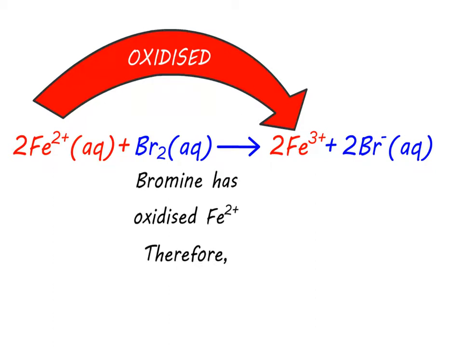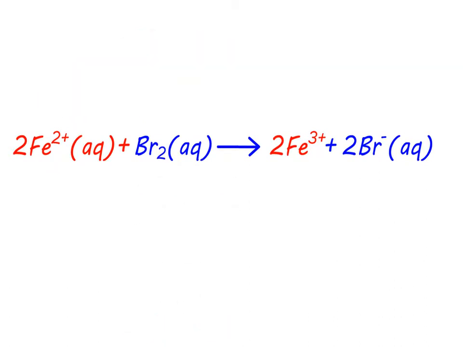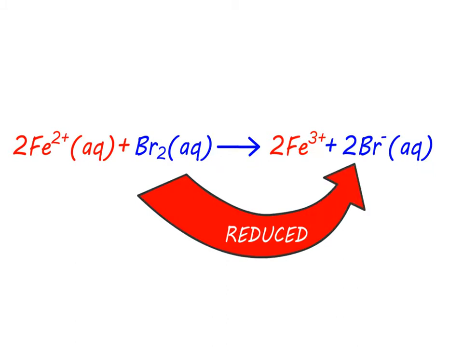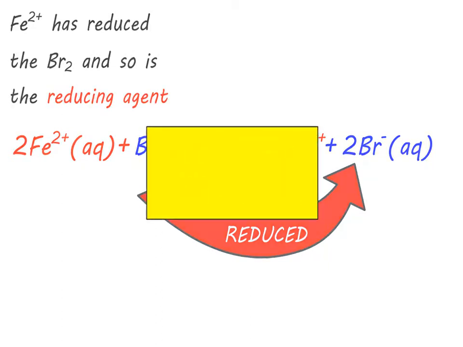oxidizing the iron, so we say bromine is the oxidizing agent. The bromine is oxidizing the iron 2+ ion, but it itself is reduced. Consequently, the iron 2+ ion is reducing the bromine, and so the iron 2+ ion is the reducing agent.